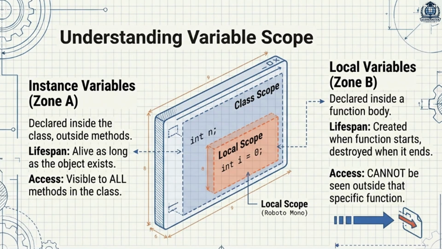Instance variables are declared inside the class but outside methods, live as long as the object exists, and are accessible to all methods. Local variables are declared inside a method, exist only while the method runs, and cannot be accessed outside it. Class scope is long-term and shared within the class. Local scope is temporary and tightly restricted.